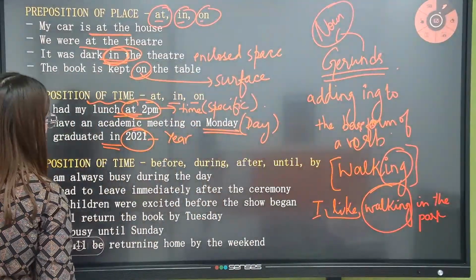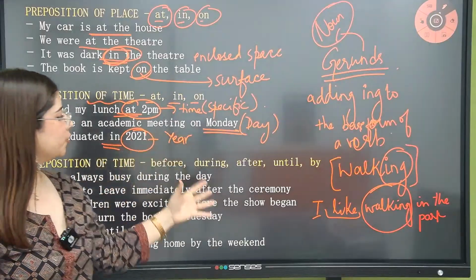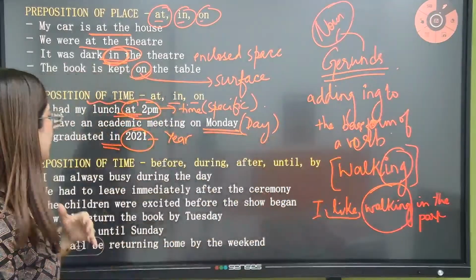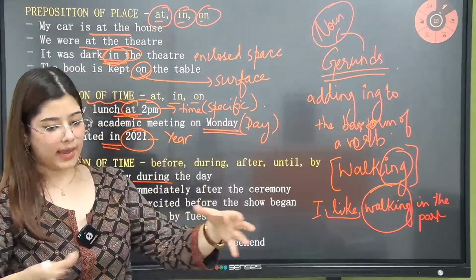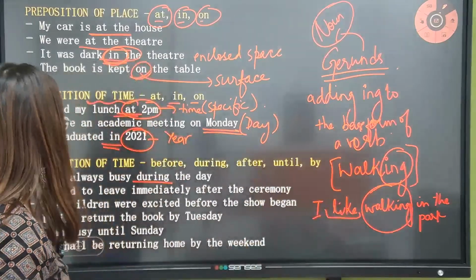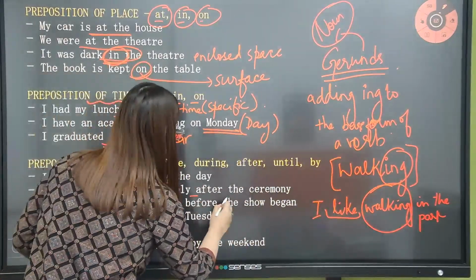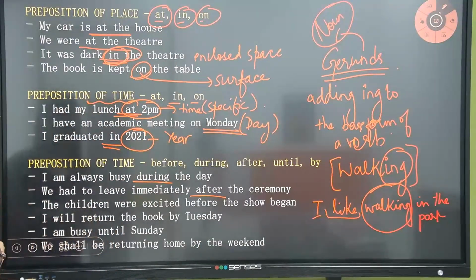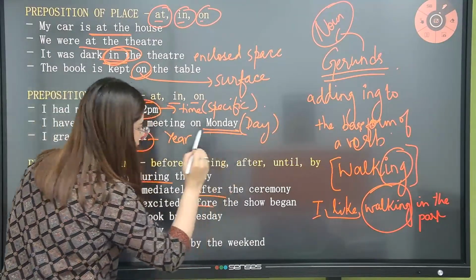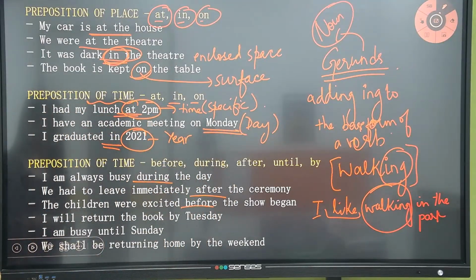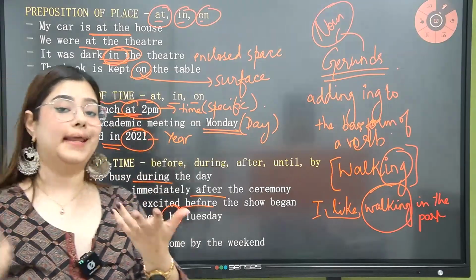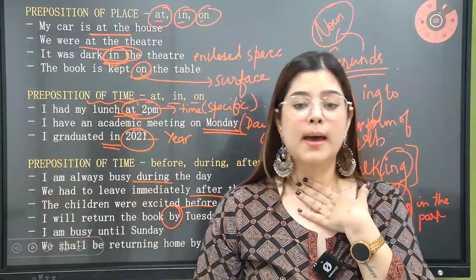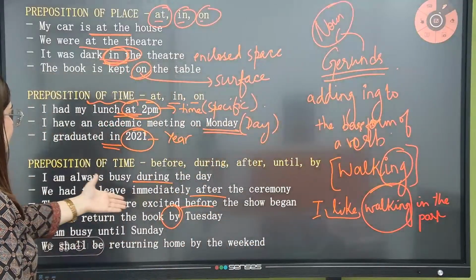Next, prepositions of time: before, during, after, until, by. I'm always busy during the day, describing the time period of something. We had to leave immediately after the ceremony. The children were excited before the show began. I will return the book by Tuesday. So whenever you're talking about a certain deadline, we tend to use by.